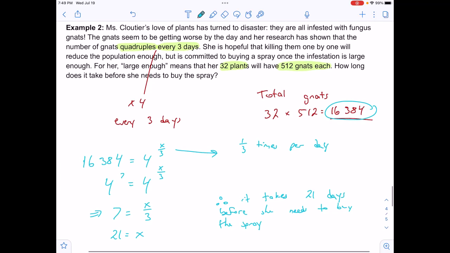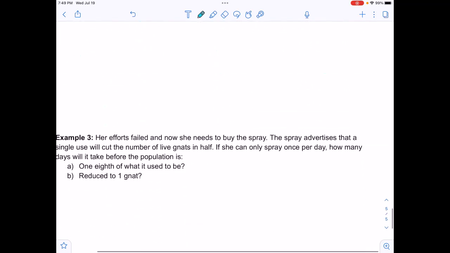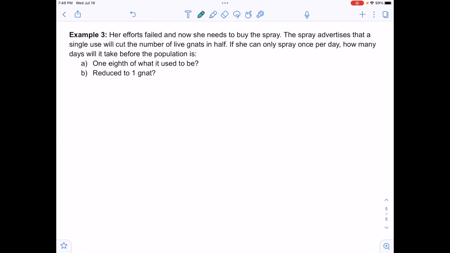Okay, not so bad. Let's do one last one. Her efforts have failed. Ugh, I tried so hard to kill them one by one, but it just wasn't enough. The spray advertises that a single use will cut the number of live gnats in half. If she can only spray once per day, how many days will it take before the population is? Let's see what happened. Okay, our first question is asking us when it's going to be 1/8 of what it used to be.